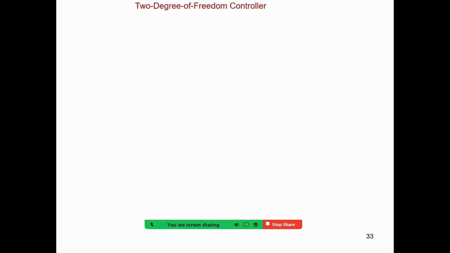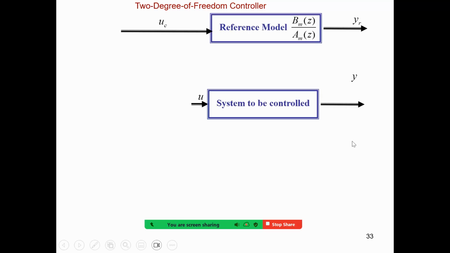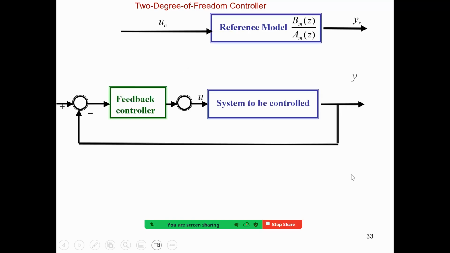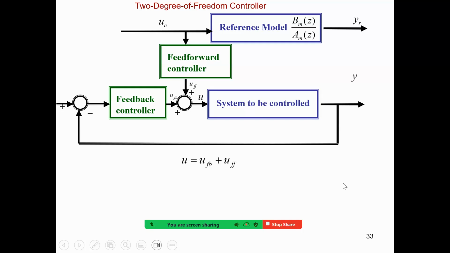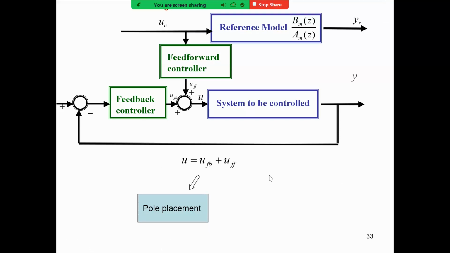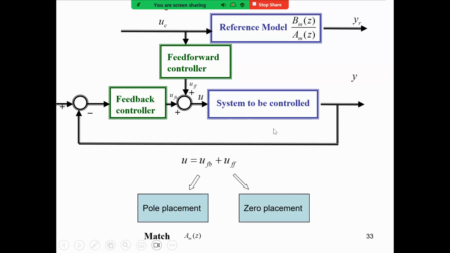one feedback controller can do it all, right? Like you have a PID controller, you have only one PID controller. But here, we say, if you want to achieve more, if you want to follow the reference model exactly, one controller will not work. We have to rely on two controllers, right? We have a feedback controller, we have this feedforward controller, and then we can achieve the objective. The feedback controller's purpose is just to place the poles. The feedforward controller then also matches the zeros.